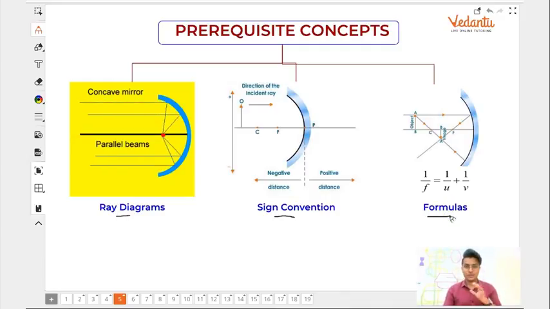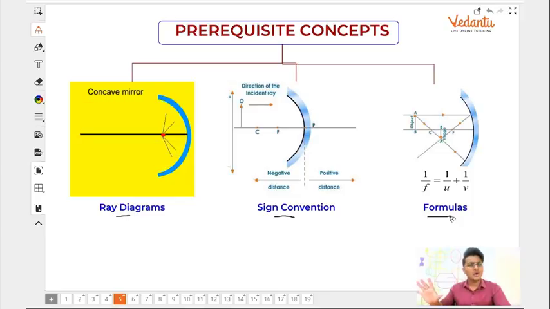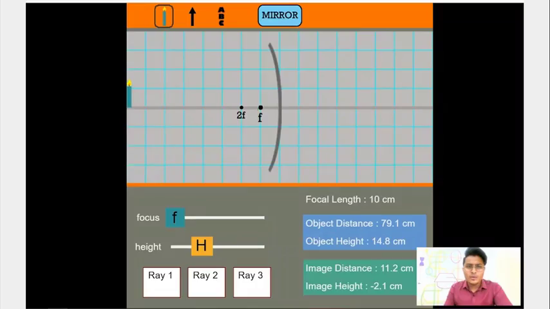Correct? I'm going to believe that you know, but once again, let's do a quick revision of all of them so that it's fresh in your mind and on your fingertips for this entire session. Everyone concentrate here very carefully. Let's do a quick revision of the ray diagrams for concave and convex mirrors. But we will not be doing the same old ray diagrams. We will do a simulation. Here is a simulation in front of you. With its help, we'll try to understand the various ray diagrams.